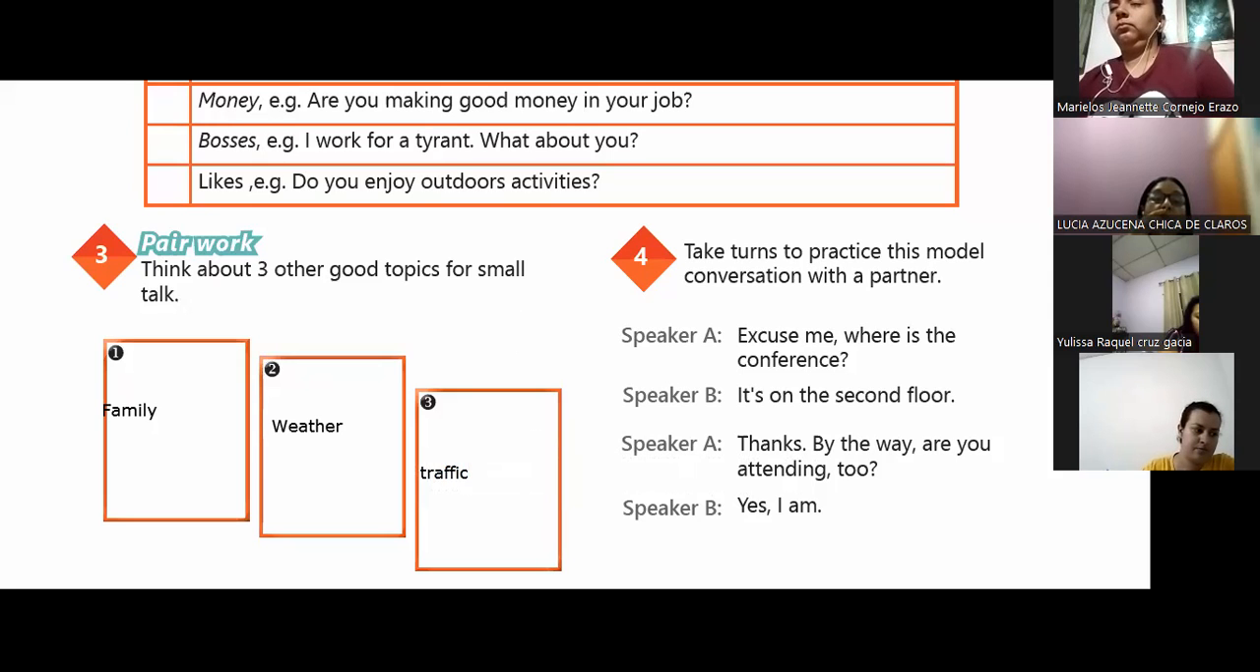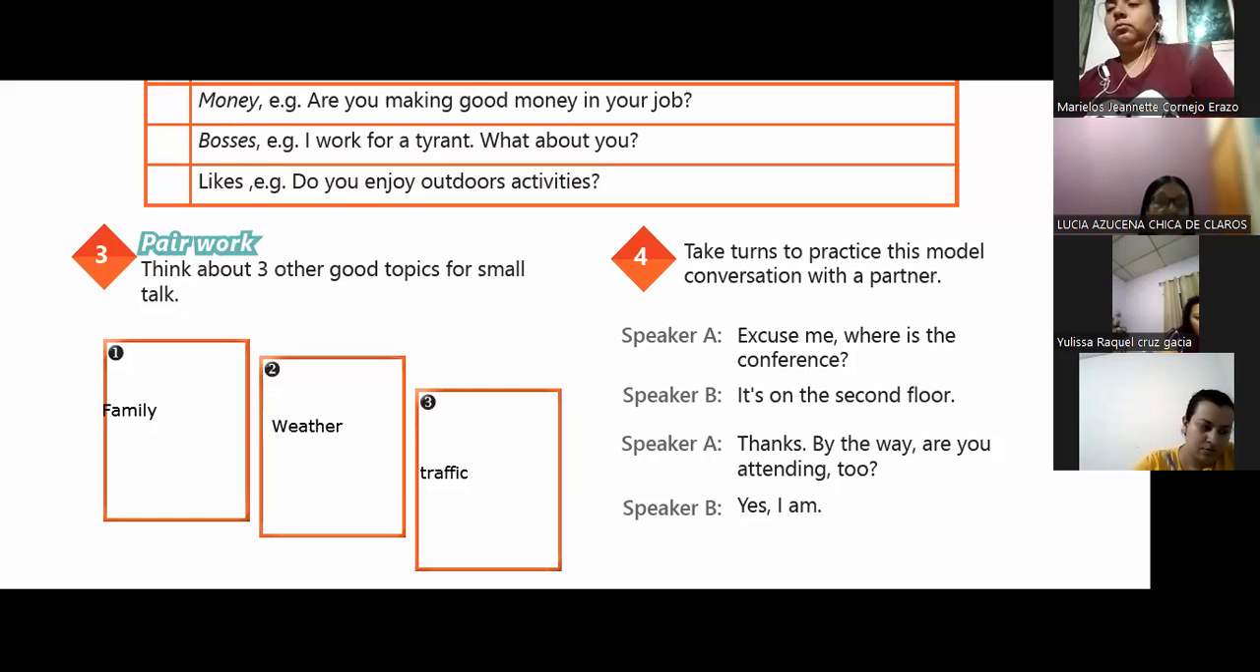Okay. So, guys, now we have to create a conversation, okay? A conversation as if we were strangers. But let's see this example and let's practice this short conversation before going to create one. And we are going to try to do this spontaneously. Lo vamos a tratar de hacer espontáneamente aquí en la clase, pero veamos el ejemplo, okay? A ver, speaker A says, excuse me, where is the conference? Speaker B, it's on the second floor. Speaker A says, thanks. By the way, are you attending too? Oh, yes, I am.